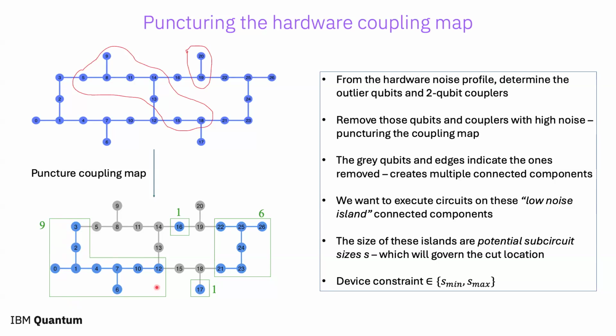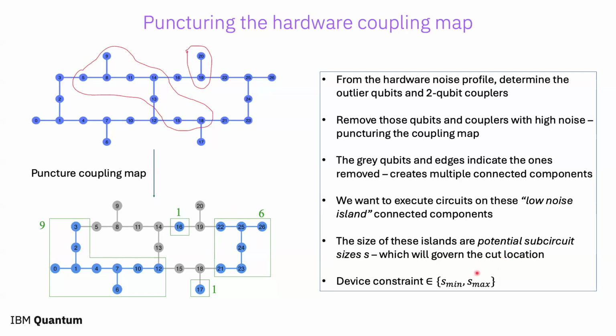Because that means not only are my subcircuits smaller, but also my subcircuits can run on the good part or the better part of the hardware. So this was the reason for going through this. This gives you a device constraint, which is not naively selected, but motivated from the hardware noise information.